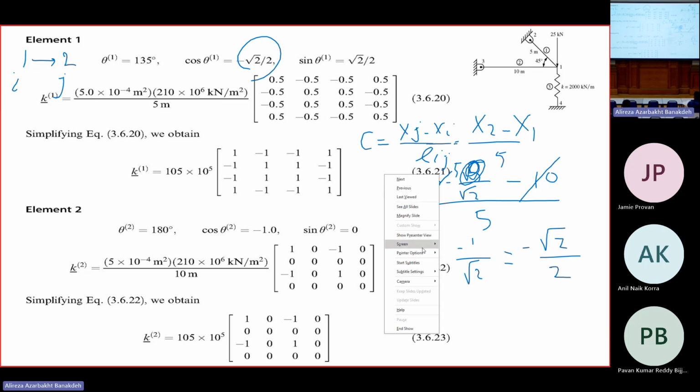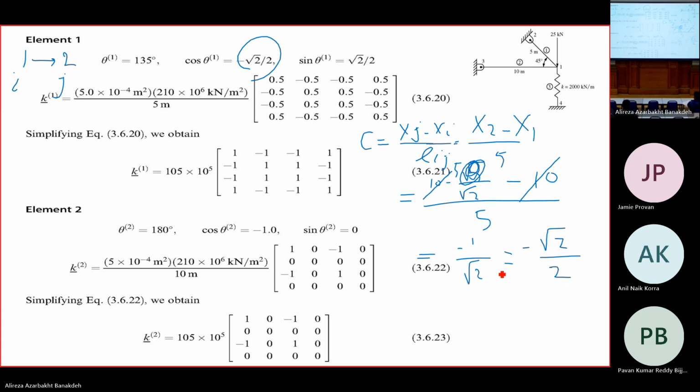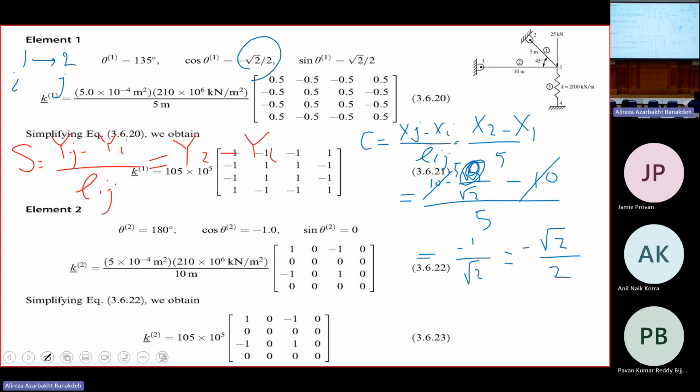Let's do the same for S. S is yj minus yi divided by Lij. I'm talking about element number 1, connecting node number 1 to node number 2. It is y2 minus y1 divided by L. It is y2.